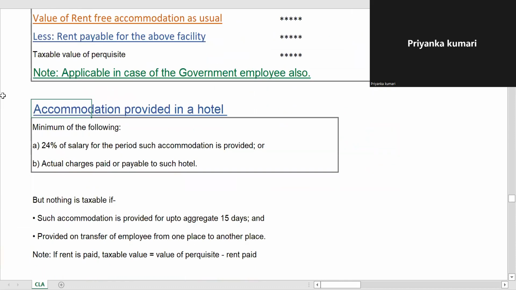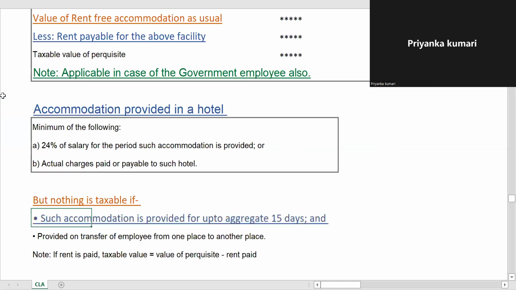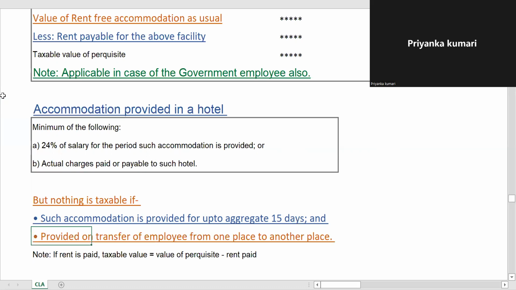Okay, next is in a hotel. So this is, I think, the last thing, and the accommodation part will be over and we can close the class here. Okay, so accommodation provided in a hotel. So if the accommodation is being provided in a hotel, now this is not, we know that nothing is taxable for hotel up to aggregate of 15 days, correct? Accommodation up to aggregate 15 days. Nothing is taxable, we saw in tax-free perquisites. Okay, provided on transfer of employee from one place to another. Okay, this we already know.